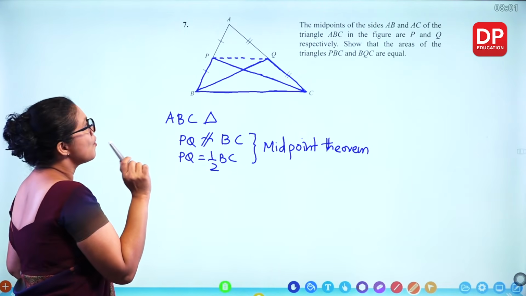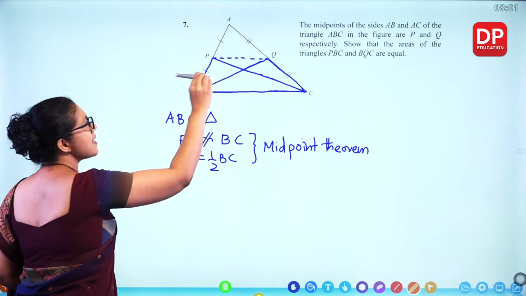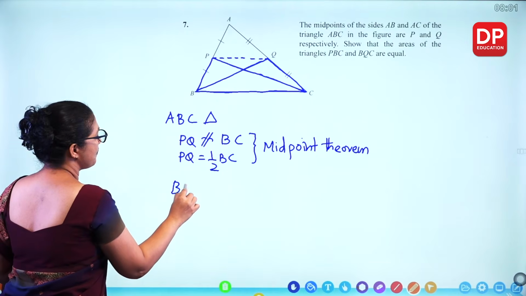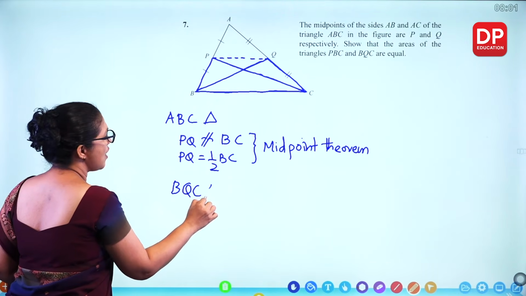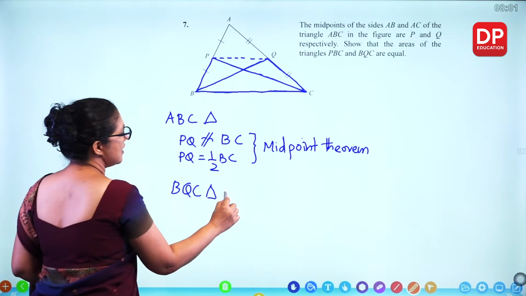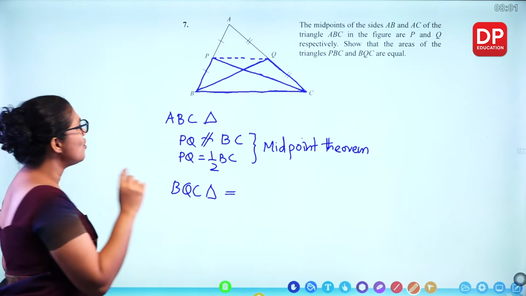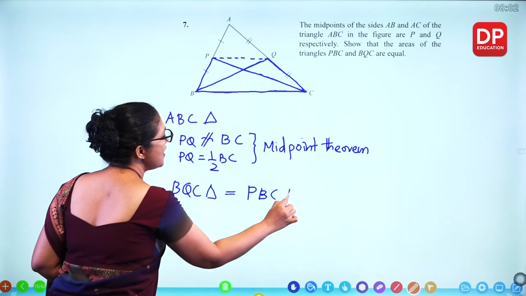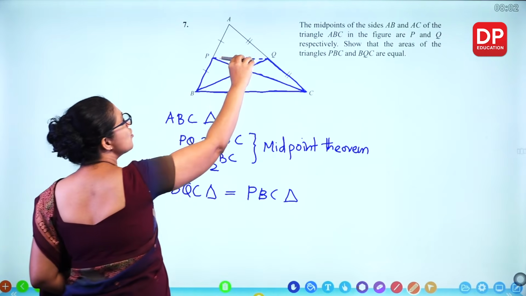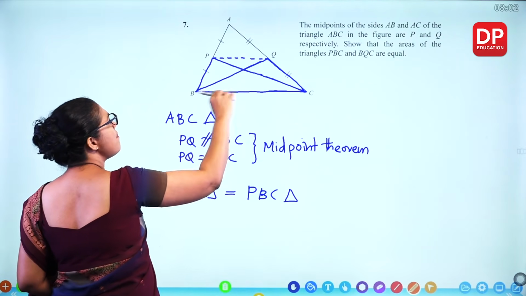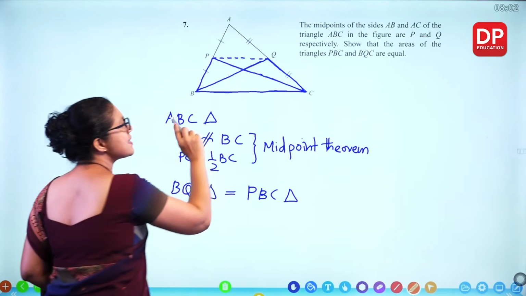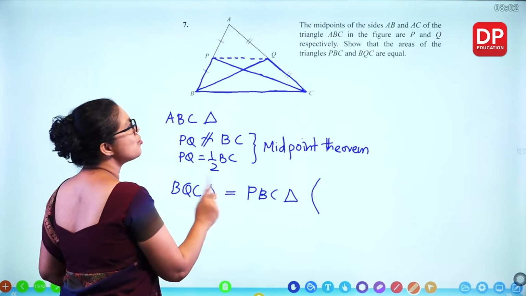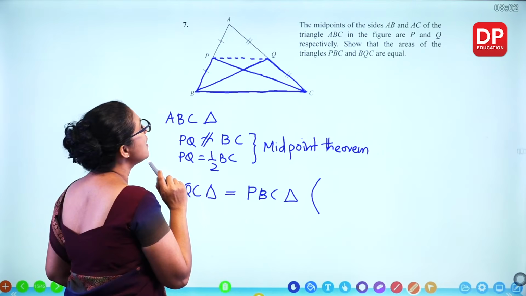Now, we found out these two lines are parallel. Now, when you look at the BQC triangle, the area is equal to the PBC triangle. We can straight away write down. Why? The two triangles are in between the same parallel lines with base BC. So we can write down why these two areas are equal.